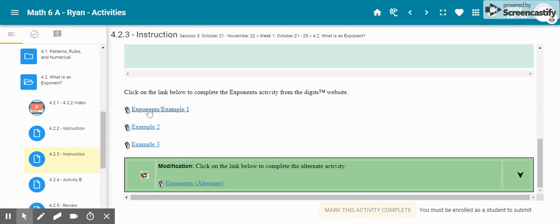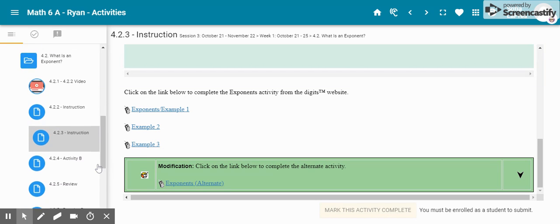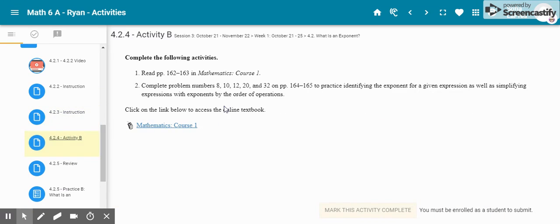Next, you're going to go into each of these examples that are really just a simple and visual way to walk you through additional examples. So these aren't problems you're doing on your own. They're each examples that won't take you a ton of time to go in and do. So after you're done with that is when you have some problems in your textbook. So you're going to go to these pages in your textbook, page 162, 163, and just complete these problems on the following pages, 164 and 165. And that's to practice identifying the exponent and simplifying expressions.